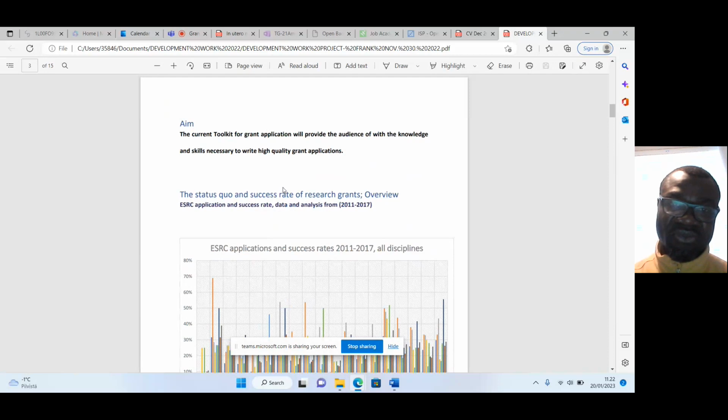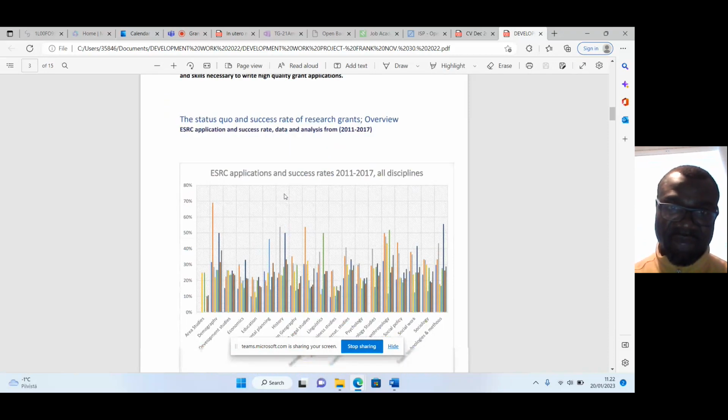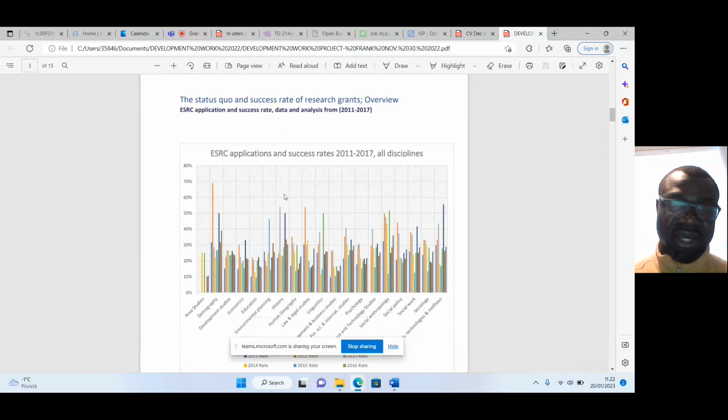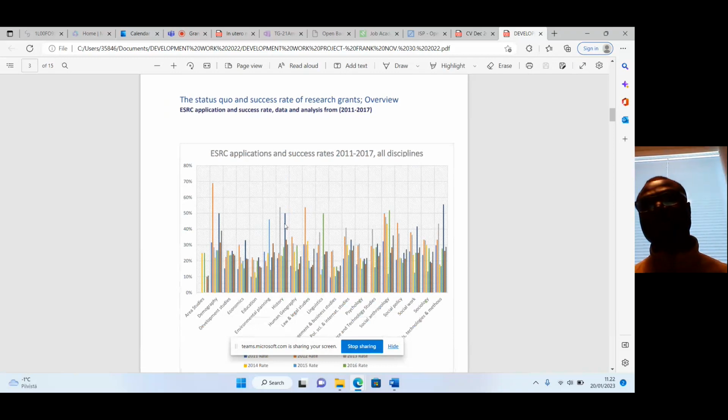And so one needs to present a high quality application, and the research goal should be very succinct and very impactful to be able to receive a grant. Here I present, for instance, the success rate for ESRC funding from the UK. I must say that the success rate is also not universal across all the fields.